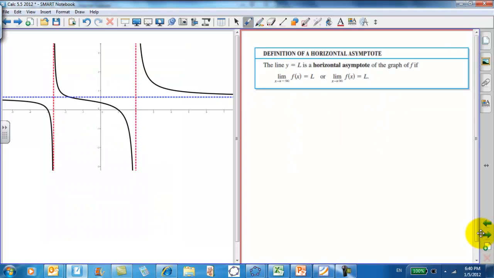Now, here are a few general rules. The line y equals L is a horizontal asymptote of the graph if, as x goes to negative infinity, you approach L, and as x goes to positive infinity, you approach L. That's our definition of horizontal asymptote. And that's what's going on over here. We've got a horizontal asymptote at y equals 2/3. As you recall, these were the vertical asymptotes. Those are the things that make the denominator equal to 0.